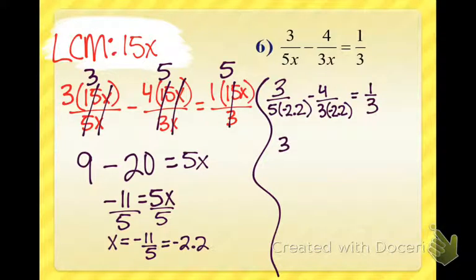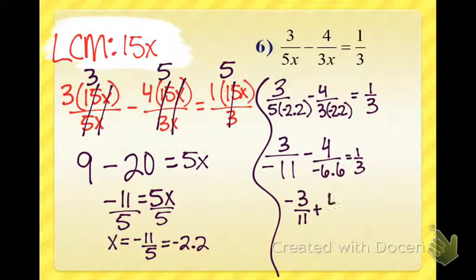3 over 5 times -2.2. -11 minus 4 over 3 times -2.2. Okay, this is where it gets a little bit messy doing this with decimals, but if we're subtracting a negative, what are we really doing? Adding. So if you're doing it with decimals, you better have a calculator to be able to help yourself do this next part.